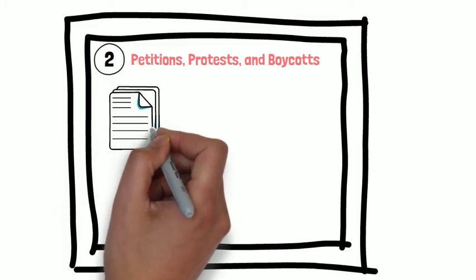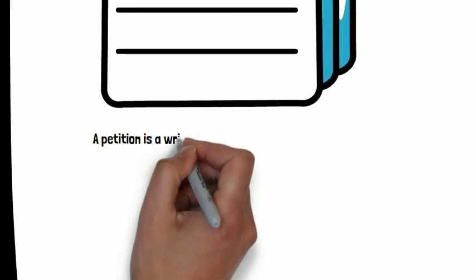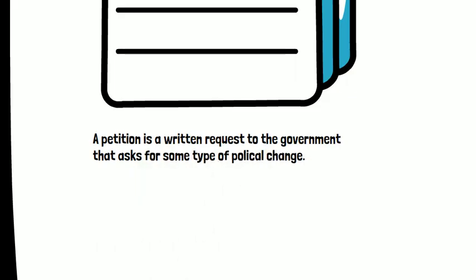In this context, a petition was a written request to the king asking for political change. The colonists were saying either repeal those taxes, take them all away, or let us be represented in Parliament.